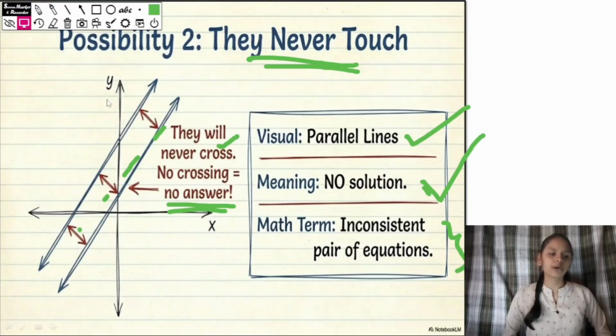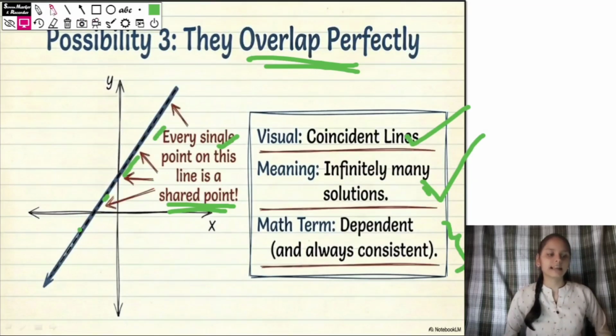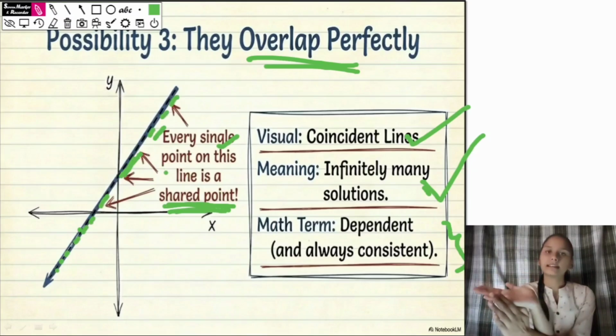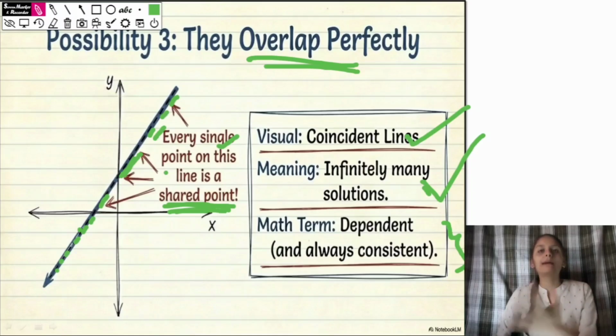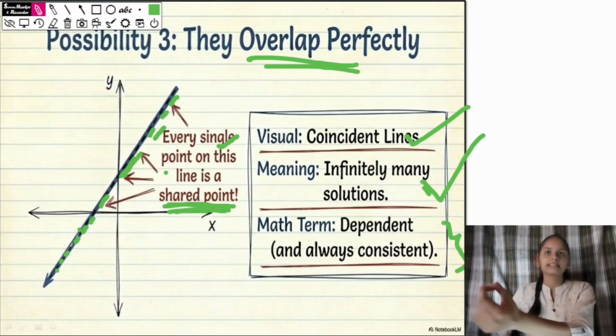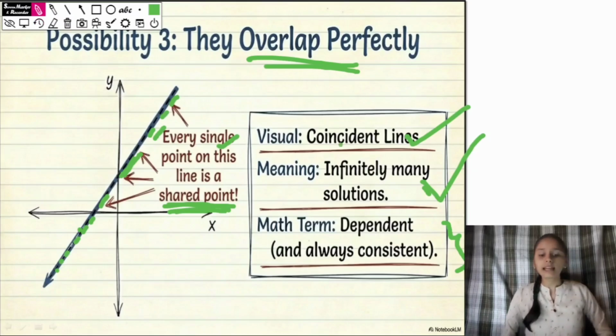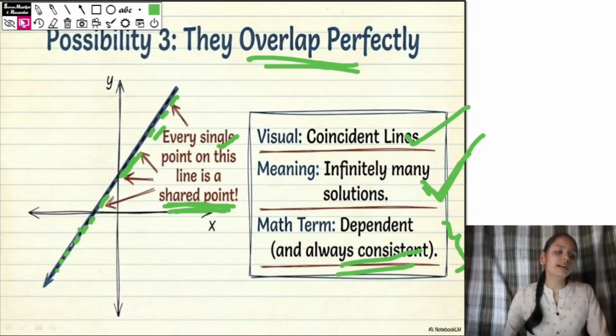So what was our next possibility? They overlap perfectly. Every single point on this line is a shared point. One line coincides with the other line, so there is no gap at all, which means at every point there is a solution. That's why we say there are infinitely many solutions, which means they are always consistent. I hope you are able to understand this.